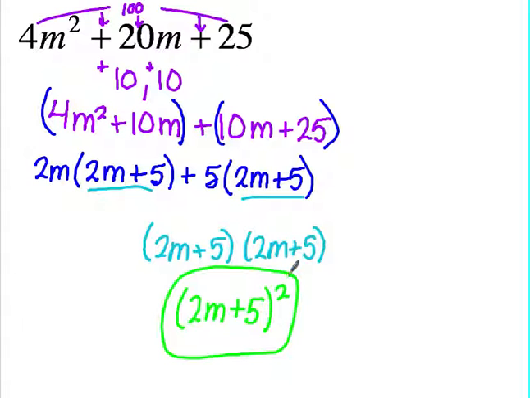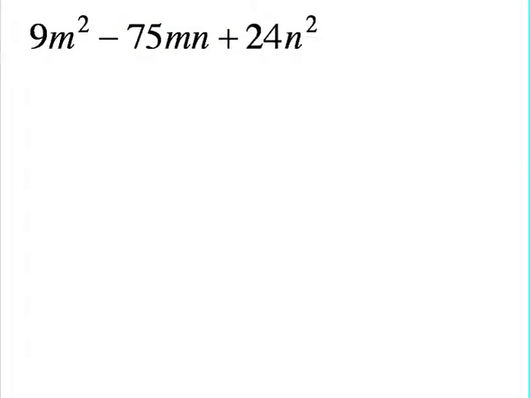This is actually called a perfect trinomial square. Let's look at one more. 9m squared minus 75mn plus 24n squared. So this one has two variables. Very first step, GCF. Yeah, 3 goes into them all. So I'm going to take a 3 out, and what does that leave me with?